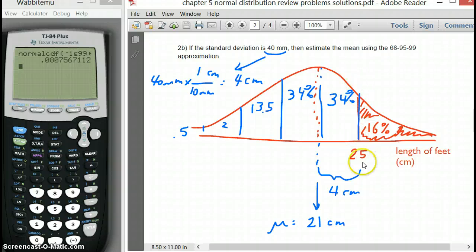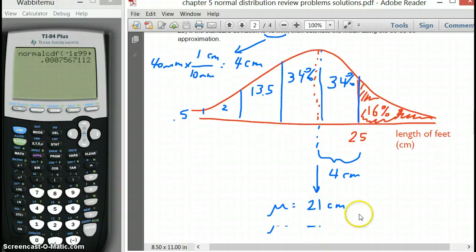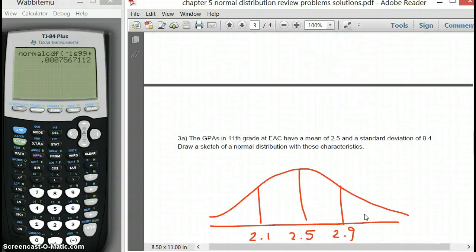Okay, so since I chose this number carefully to be on a standard deviation line, you can use the 68, 95, 99 approximation to figure out that the mean is actually 21. Okay, problem 3.